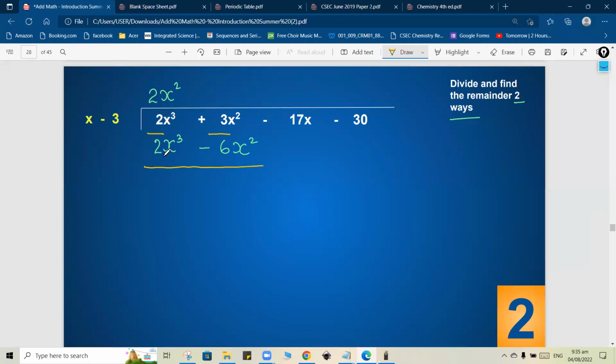When you minus these two, you're obviously going to get 0. That's a thumbs up. It means you're on the right track. Then you say 3x squared minus minus 6x squared is going to give you a positive. So 3 plus 6 is 9. So you get 9x squared. Who joins the party now? Minus 17x.